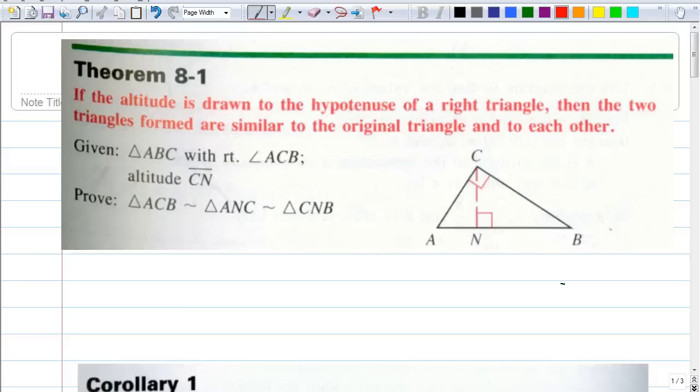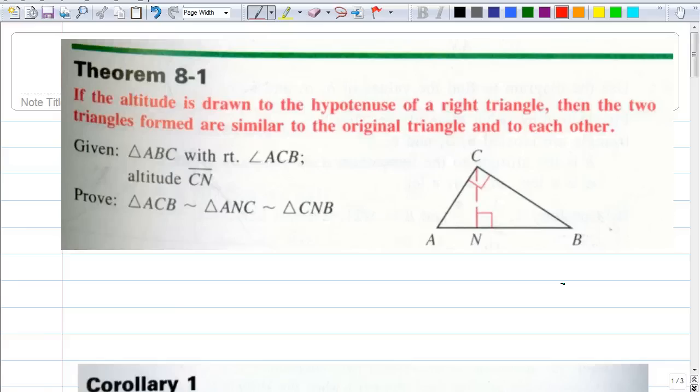Well, first of all, write this down and take a look at the picture. As you write it down and look at the picture, see if you can understand what this is saying. If the altitude is drawn from the hypotenuse of a right triangle, then the two triangles formed are similar to the original triangle and to each other. Go ahead and write it down. See if you can understand what it's talking about. We'll explain it in a minute, but try it yourself first.